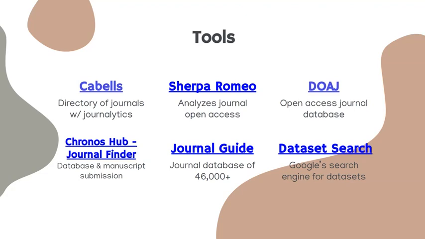It will give you information if there are author processing charges or some of the links directly to the journals. Chronos Hub Finder, Journal Finder, Journal Guide, and Dataset Search are a variety of places that you can go to and look at different elements of information that will be helpful if you select or decide to go with an open access journal.